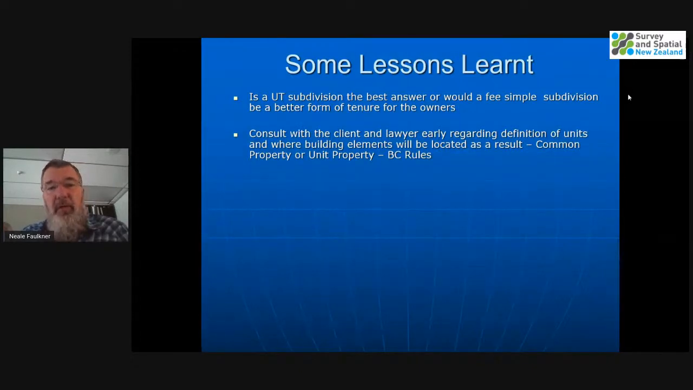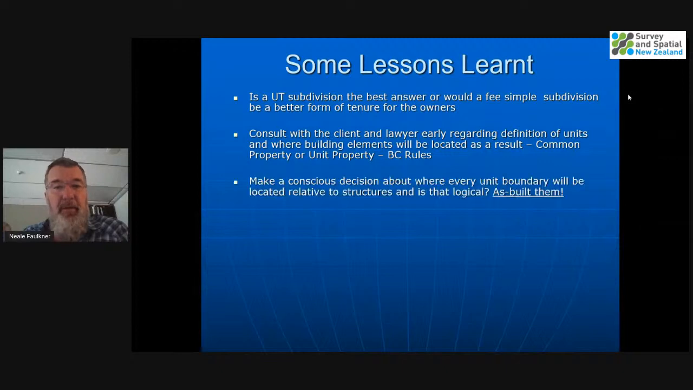Consult early with the client and the lawyer regarding the definition of units and where the building elements are going to be located in terms of boundaries, common property or unit property, because the lawyer is going to be drafting the body corporate rules, and it's really important that they know where these building elements are going to lie so that they can create rules relating to them. Make a conscious decision about where every unit boundary will be located relative to structures, and is that logical?